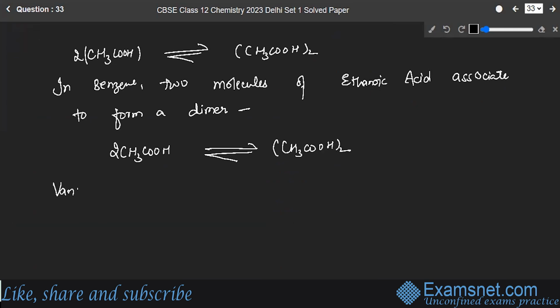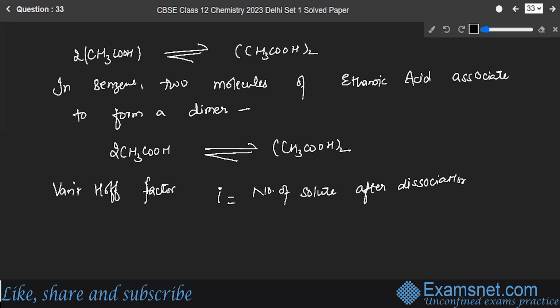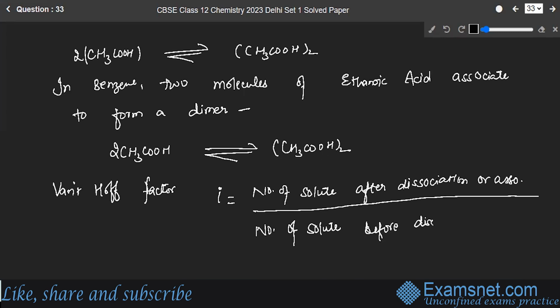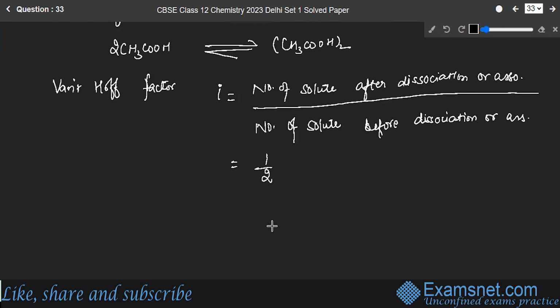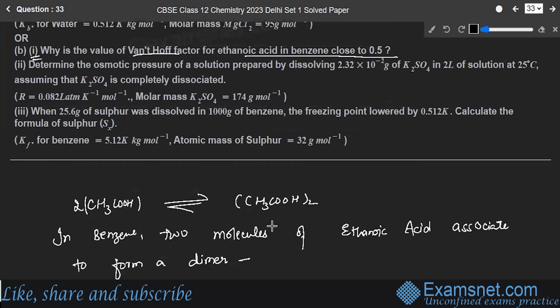Thus the Van't Hoff factor will be given by number of solute particles after dissociation or association divided by number of solute particles before dissociation or association. So this is equal to 1 upon 2. So that's 0.5, hence proved. Right? Hope you got that. Next is question number 2.